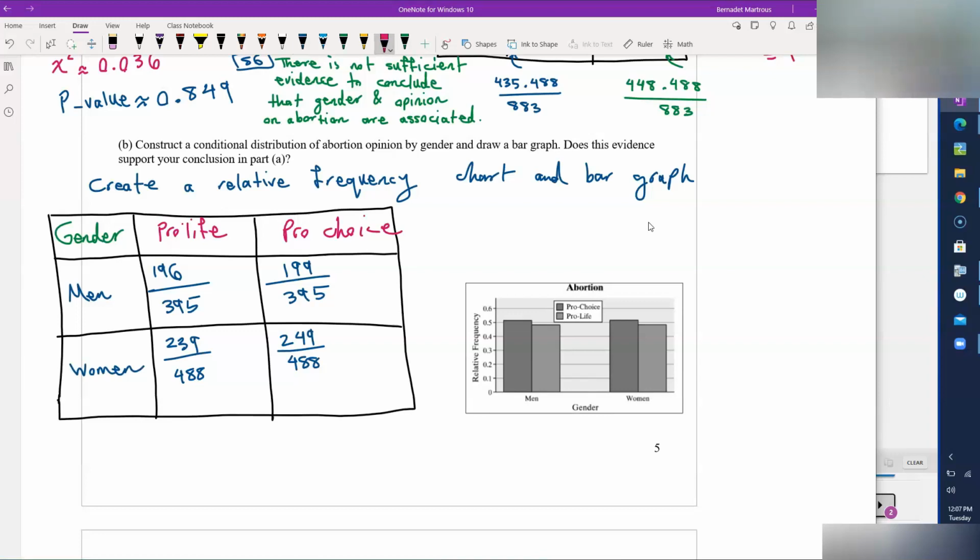Okay, I'm rounding to 3 decimal places. This is 0.496. This one is 0.490. Here is 0.504. Here is 0.510.